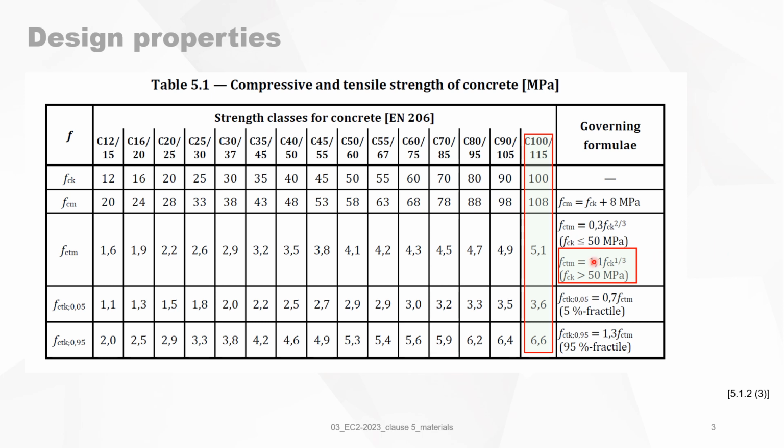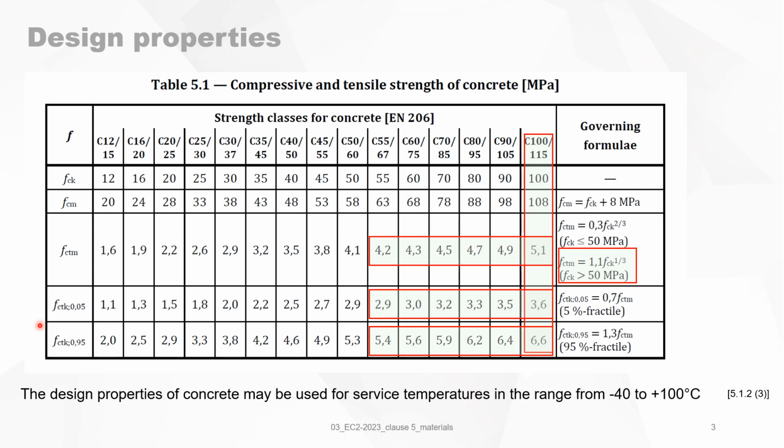for concrete quality bigger than 50 megapascal for high strength concrete, which means that the values of fctm, upper and lower limits, are changed with respect to the present code. The other elements stay the same. It's good to know that all the design properties of concrete may be used for surface temperature in the range of -40 and +100 degrees.